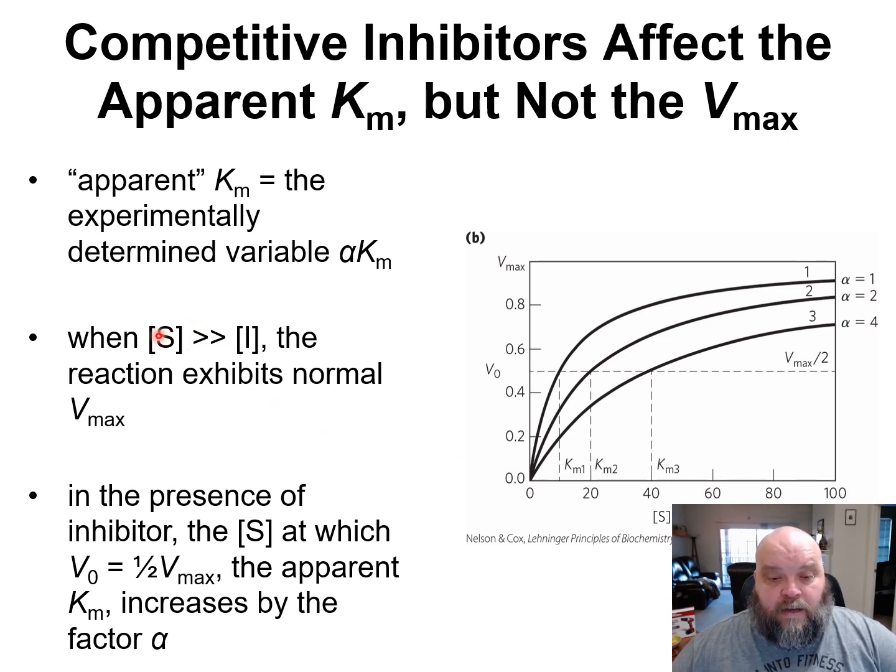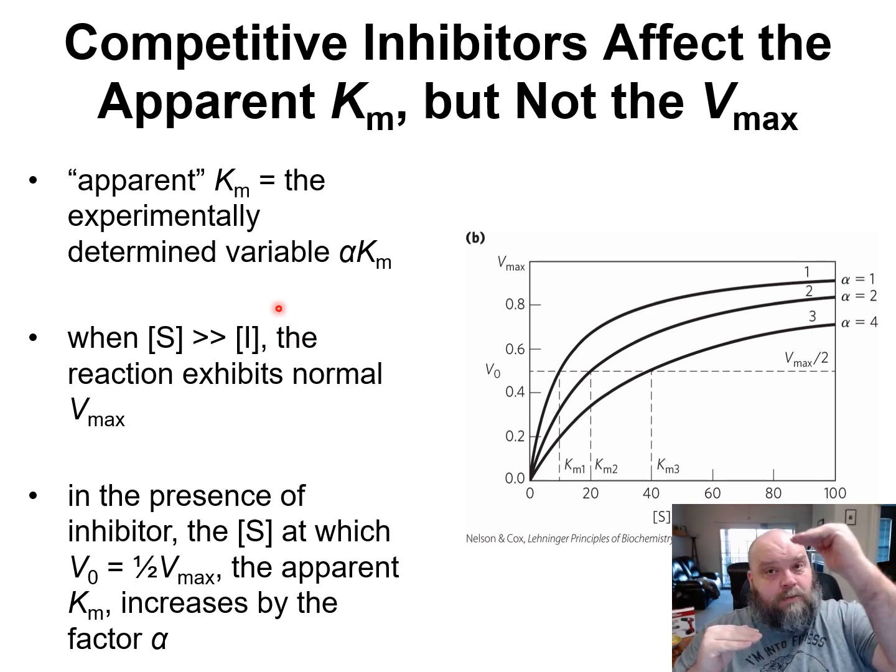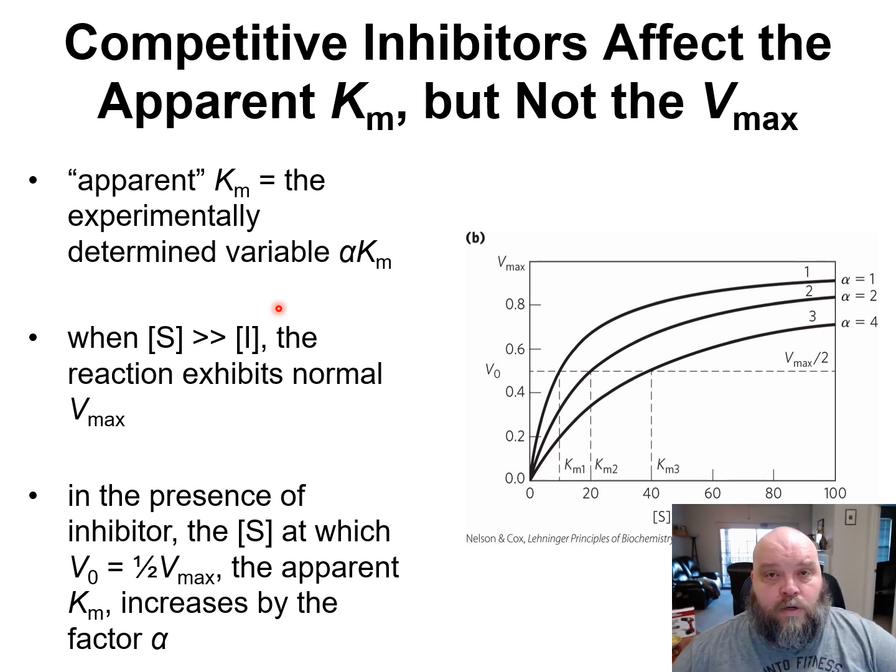So if you have a concentration of S that is so much greater than I, remember I told you to have low I, you're still going to have the maximum amount of product, which means your Vmax is not going to change. You keep raising your I, as I says, alpha 1, 2, 4, product goes down. You're going to have to increase the substrate to counter that increased inhibitor concentration.